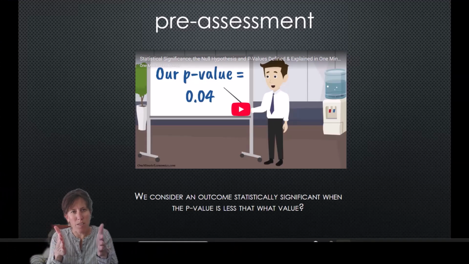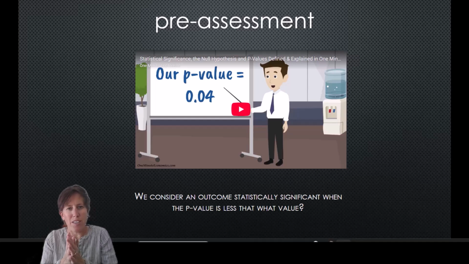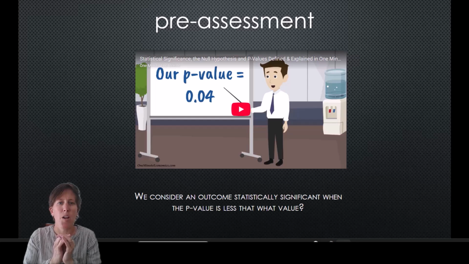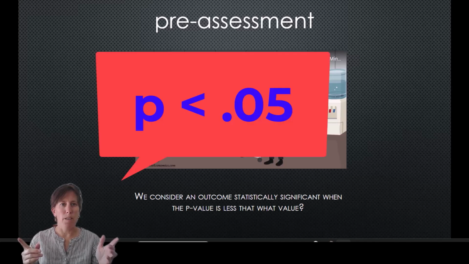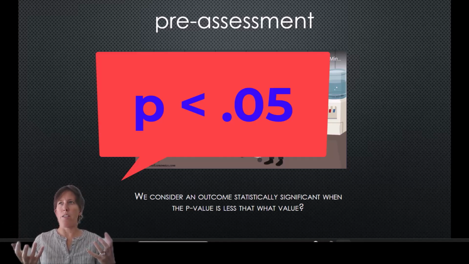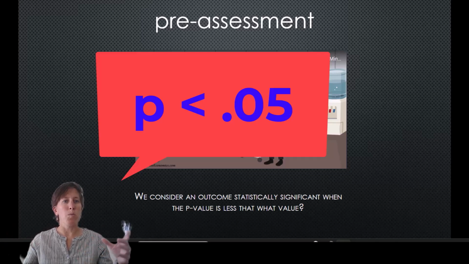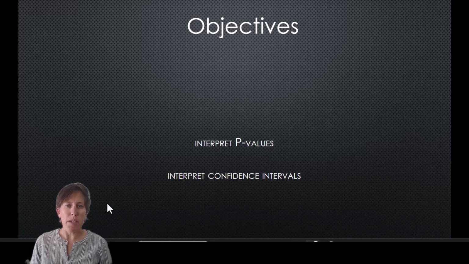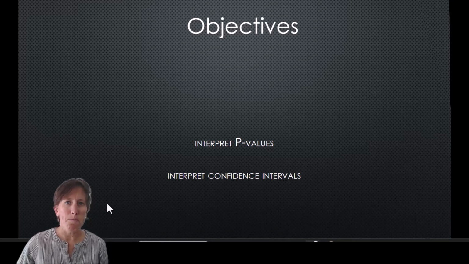So get your brains focused on this content. Let's refresh ourselves. We consider an outcome statistically significant when the p-value is less than what? The answer, 0.05, which also means, in layman's terms, that there is a 5% chance that the result was due to chance. Our objectives for this video are to interpret both p-values and confidence intervals.